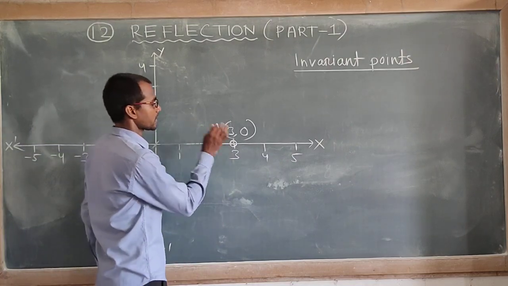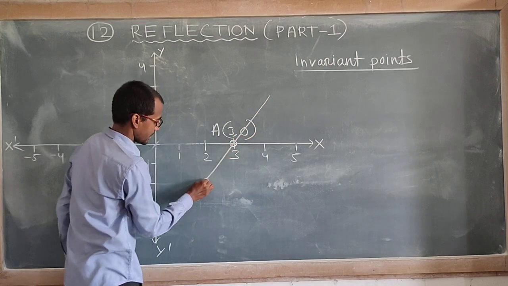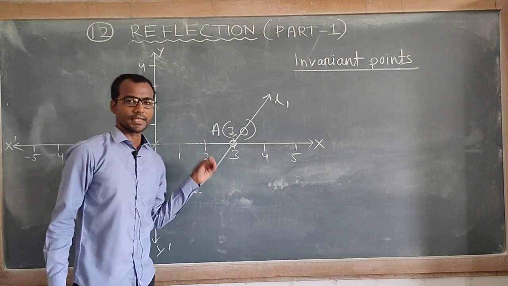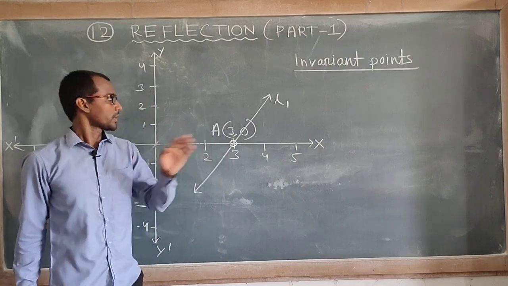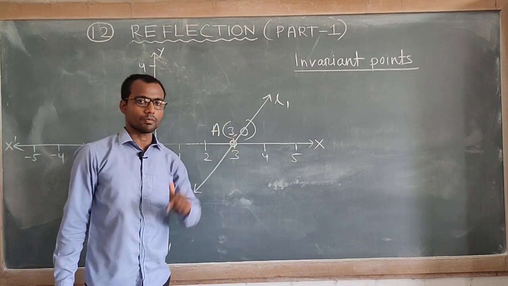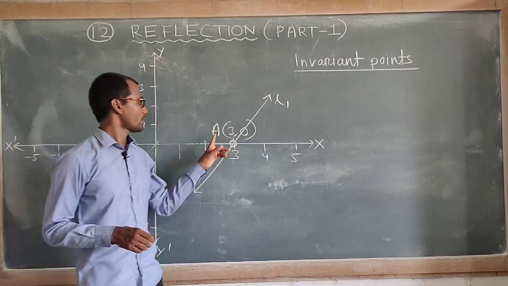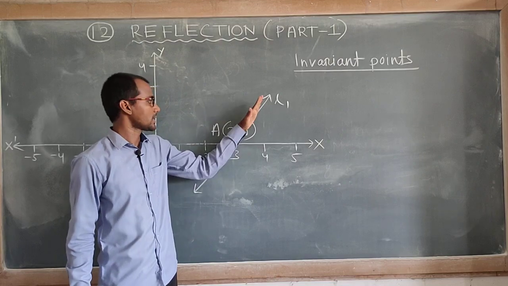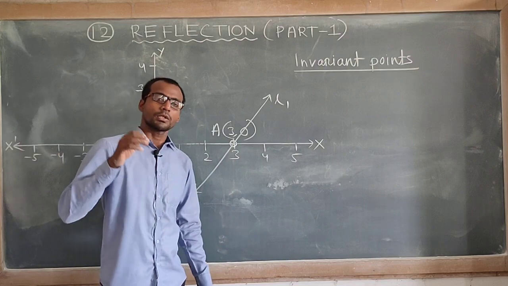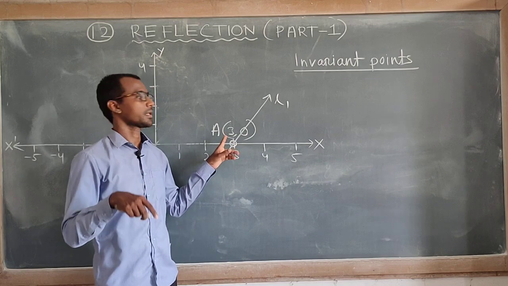Suppose again we reflect this point in this line. This is a new line, suppose L1. Don't look at the x-axis, don't look at the y-axis. Just look at this line L1 and look at this point A, whose coordinates are 3, 0. This point (3, 0) is on the line L1. Now, if we reflect this point A (3, 0) in this line L1, then where will its image be formed? There only. So, no change. Again it is invariant now. So again this point is invariant when it is reflected in the line L1.